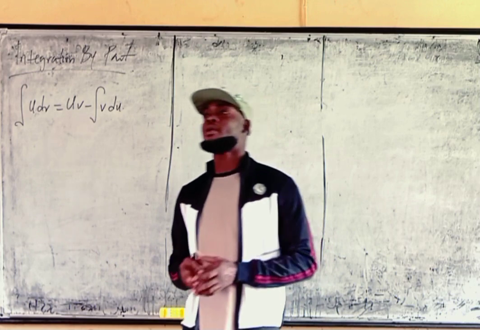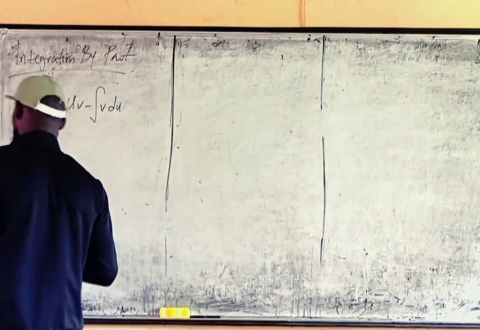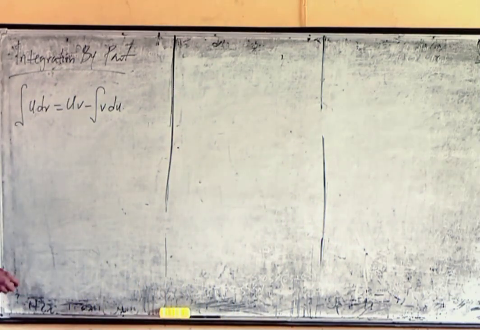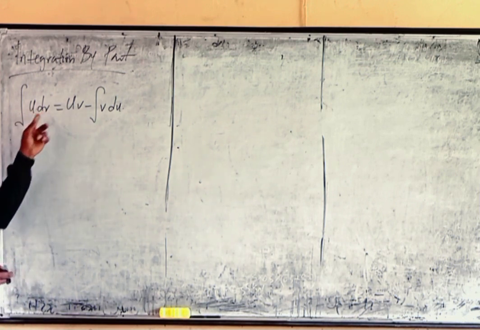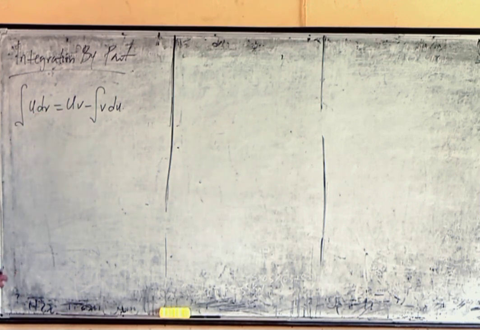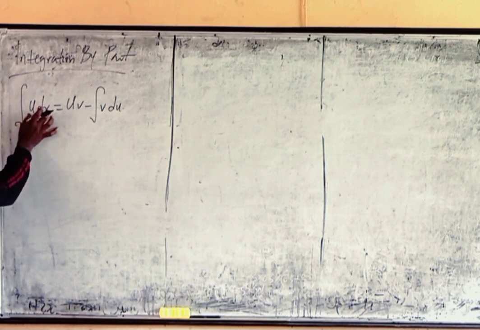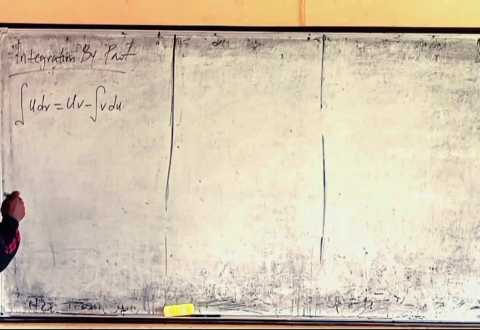Now there's a problem here. This is a product function, but the u and the v cannot be chosen just anyhow. So how do we choose u? How do we choose v? Now look at the order of choosing u. If you see a question and you want to choose your u, the first function you take, you choose as u.